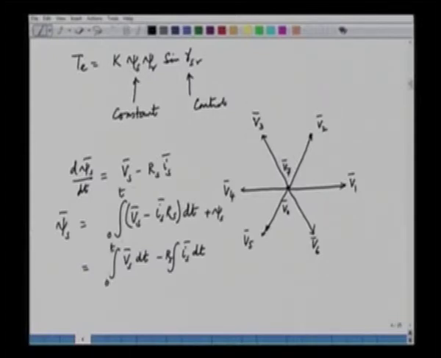So, I have to take psi s at t equal to 0. There may be some flux at t equal to 0. So, when we integrate this expression, we also have to take into account the initial condition, and the initial condition is the stator flux linkage at t equal to 0. Now, this expression will tell us how we can control the torque of an induction machine.